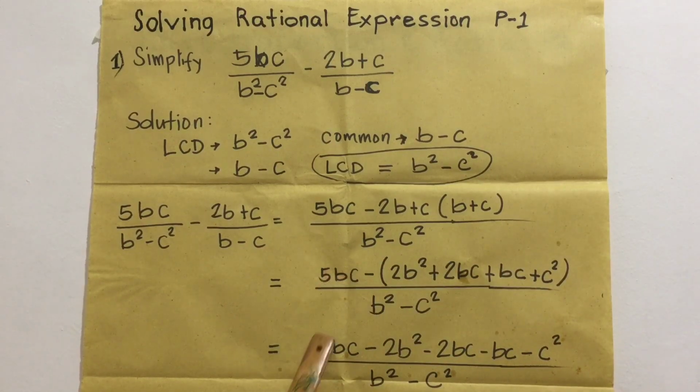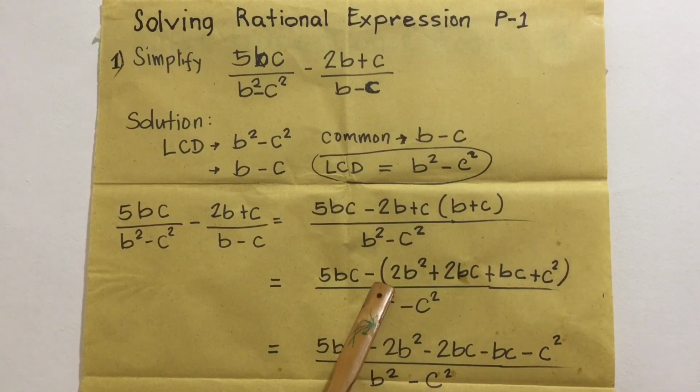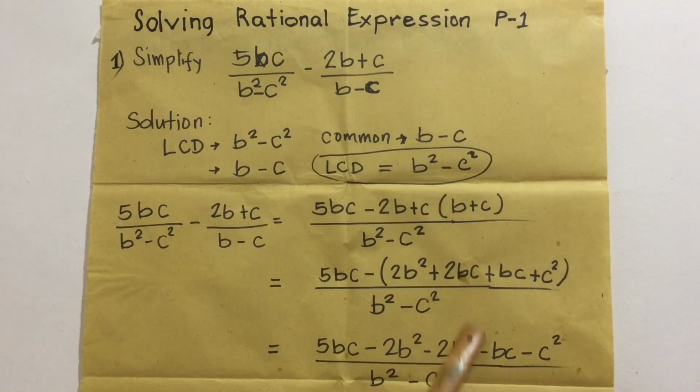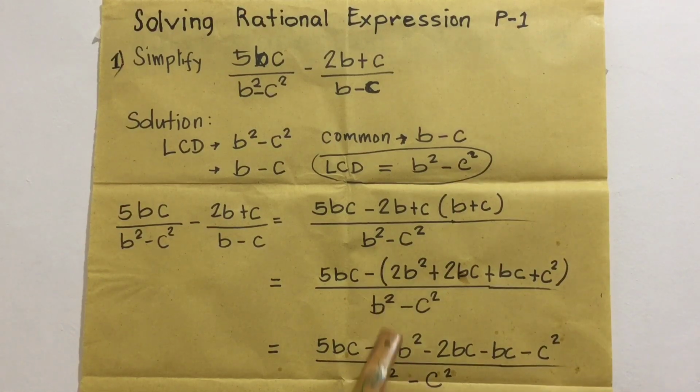So copy this one, 5bc. Then negative times 2b squared, negative 2b squared. Negative times positive, negative 2bc. Then negative times negative, we have bc. Then negative times positive, we have negative c squared. Copy also the denominator. Then after that, we're going to combine like terms.